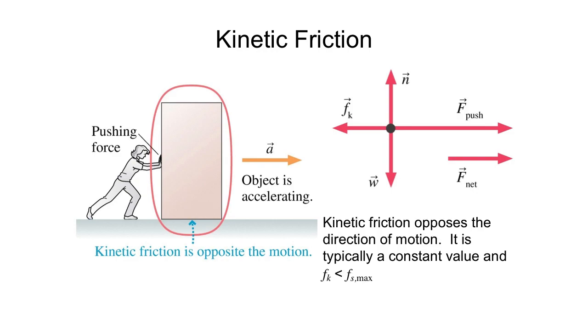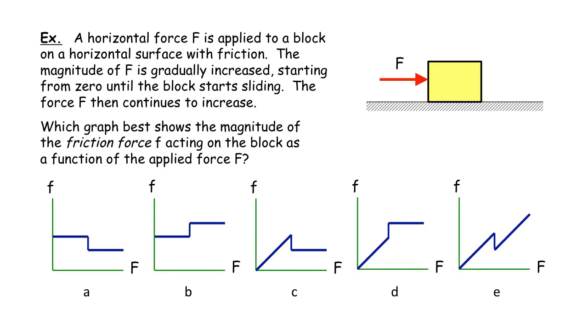So kinetic friction opposes the direction of motion. It is typically a constant value. It basically goes from this force that increases the more I push, which is the static component, and then it turns into a constant force that just fights the direction of velocity. Does that make sense? Let's see if we can put this into the language of mathematics. So here's the next question.